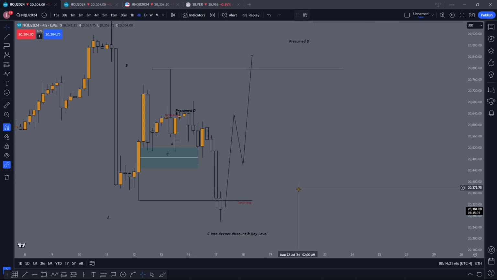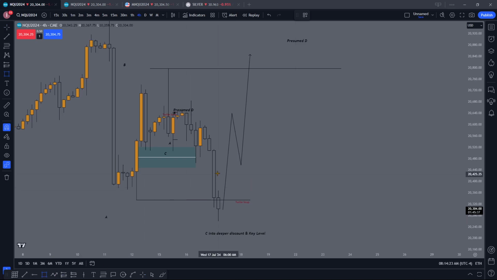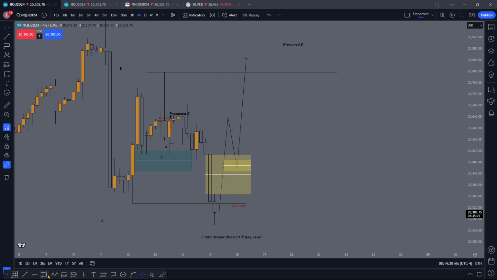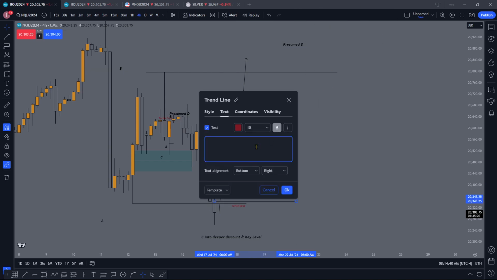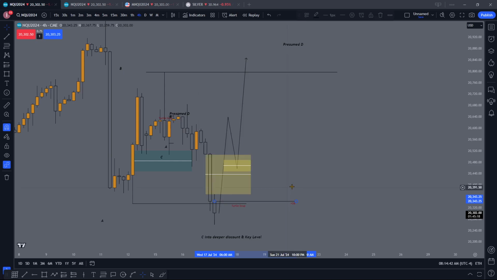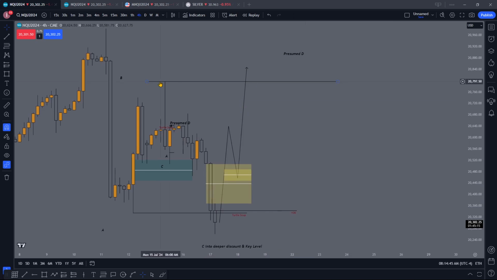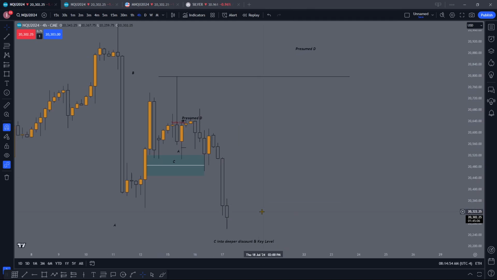Turtle soup, inversion, fair value gap, and this also here becomes an order block, and then delivery higher. Doesn't this make so much sense?